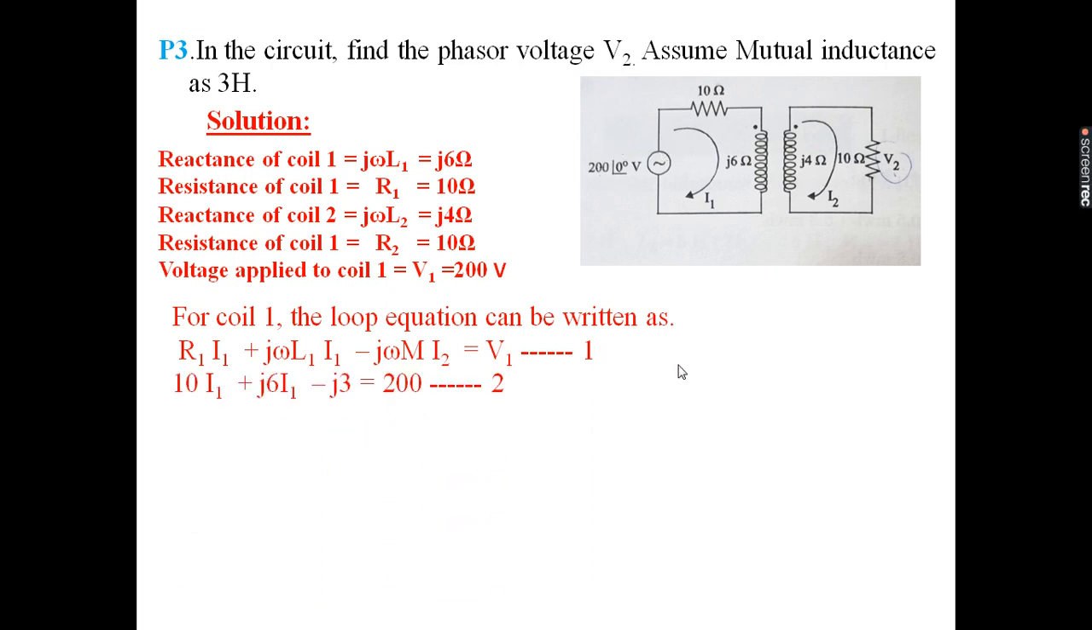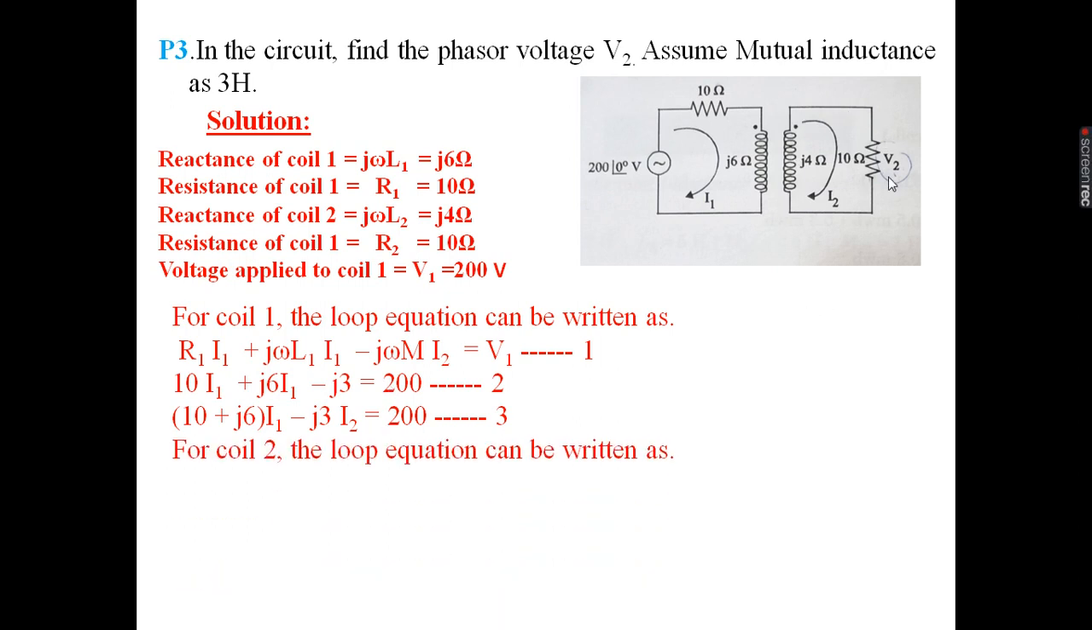And similarly we can write the second equation. Once you substitute the values, for R1 it is 10 I1, j omega L1 is taken as j6, and j omega M is taken as j3, because M is 3, I2. We have to put I2 here, I forgot to put it here, is equal to 200. So we can see here (10 plus j6) I1 taken outside, (10 plus j6) I1 minus j3 I2 will be equal to 200. This is your equation number 3. So this is your simplified expression.